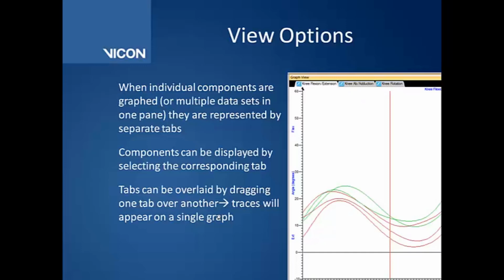These components can be displayed by selecting a corresponding tab, as we've seen, and you can actually overlay tabs by dragging them one over the other, so the traces appear on a single graph. If you grab hold of one, just left click and then drag it over another one, you will see a plus sign once that tab can be dropped.